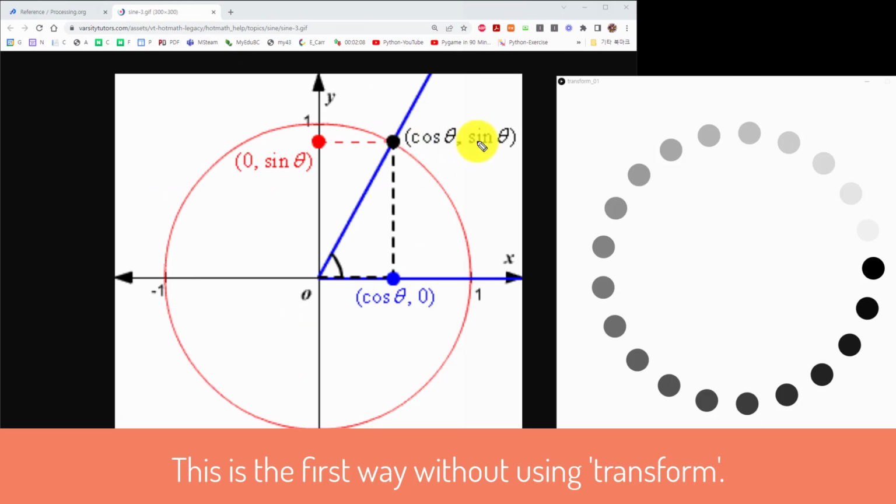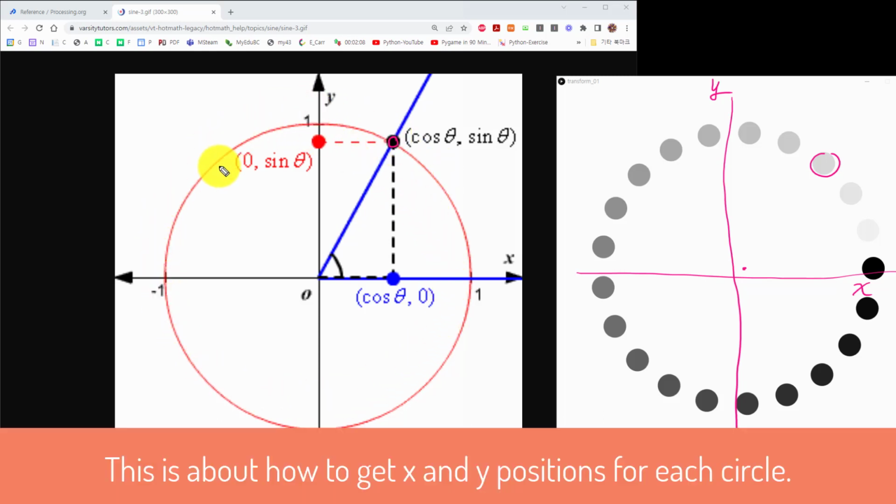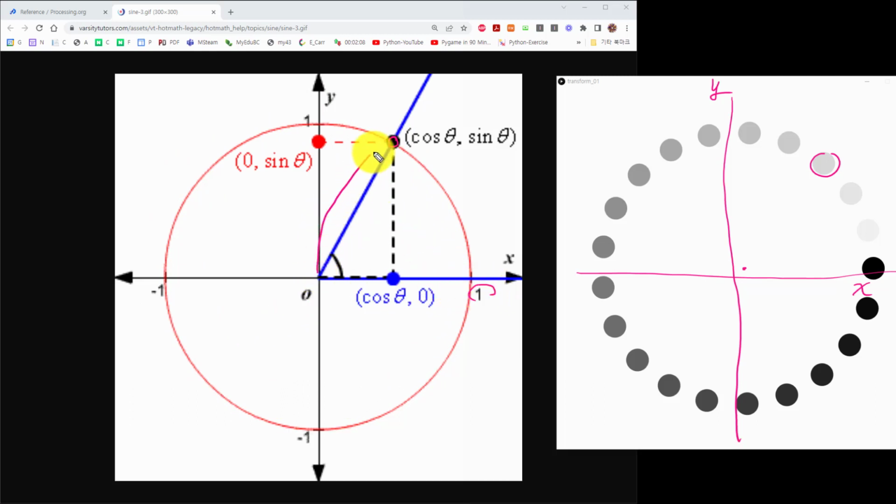This is the first way. To draw a circle like that, let's say this is the center. This is the x-axis, and this is the y-axis. Let's look at the left image. If you want to know what the point is here, let's look at this big red circle. The radius for this circle is 1. So this length will be just 1. Let's say this angle is called theta.